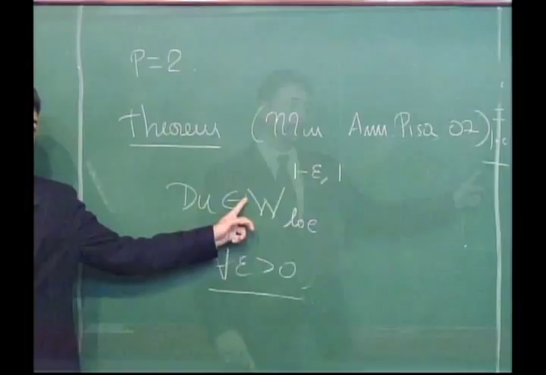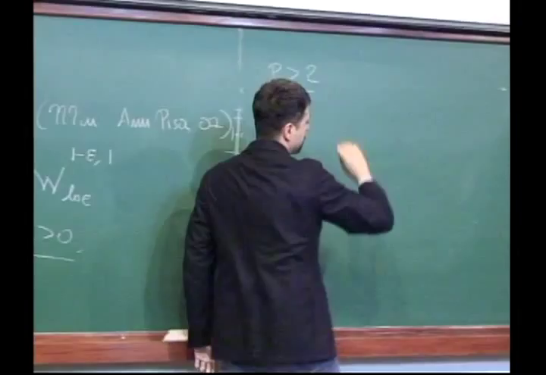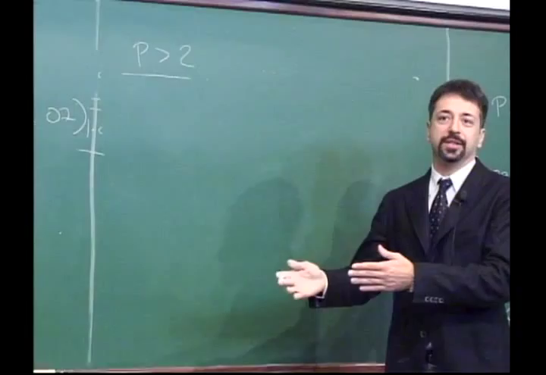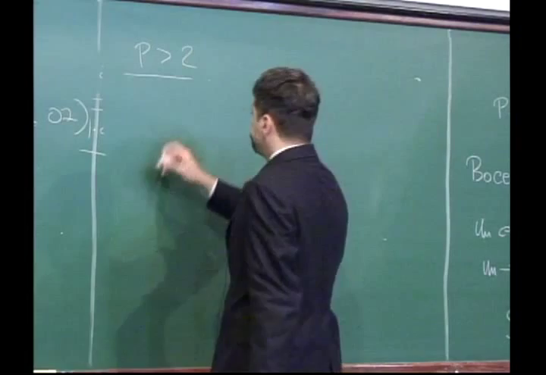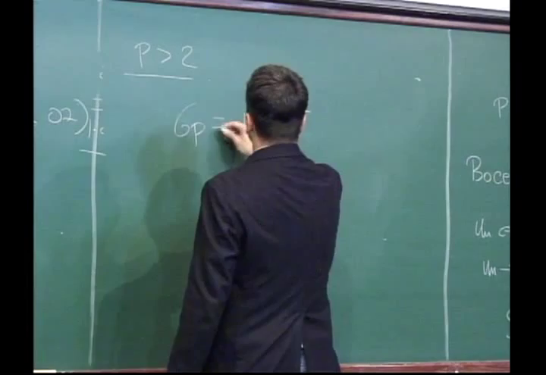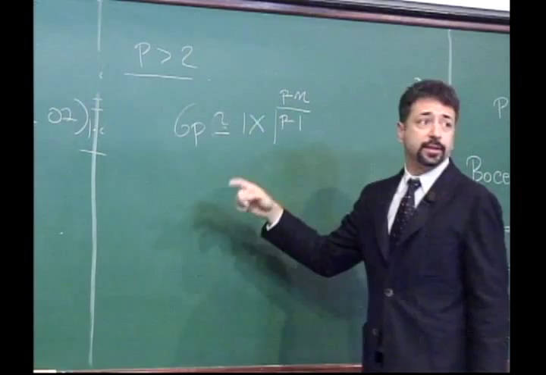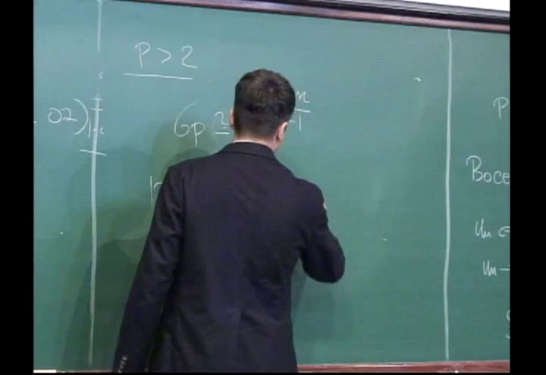Okay, what happens for the case p larger than 2? I will restrict to this case because it's easier. There are also results for p less than 2, but these are more difficult, so these are introductory lectures. It's not the case to cover all the material. Okay, let me go back to the fundamental solution, which is this. And let's compute the gradient. The gradient of the fundamental solution is bounded by this.